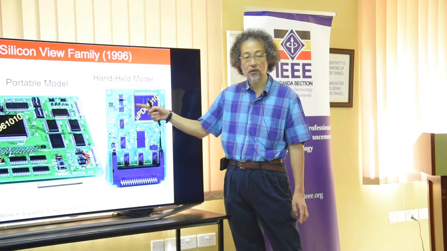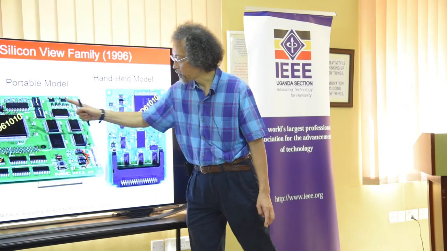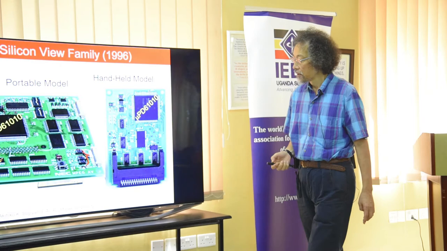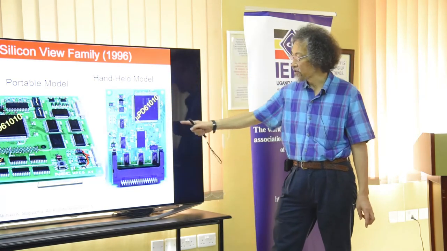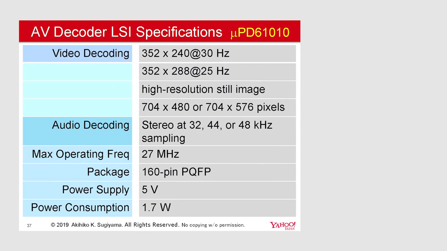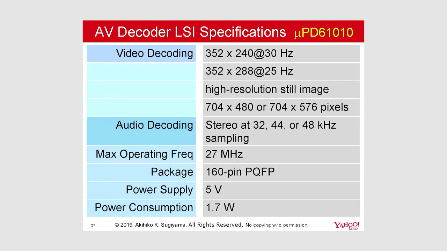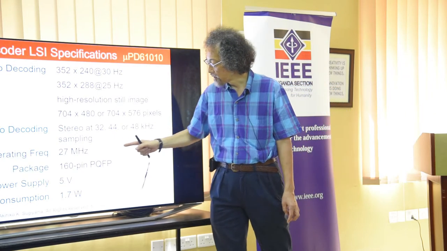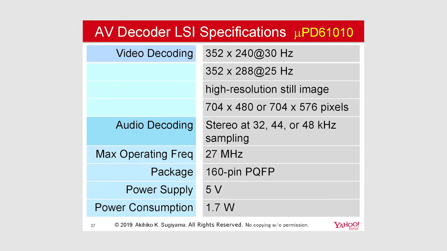Here is a dedicated video and audio decoding chip, MUPD61010. This is a portable model, and the same chip is located here. But you see, the print circuit boards look very simple. There are not many discrete components on it. Highly integrated system. Now, this is the specification of this AV decoding chip, MUPD61010. The video decoding was possible at 30 Hz. You can decode 352 pixel by 240 pixel. If you go to a lower rate, you can decode even finer video format. Audio decoding is the same as the previously introduced audio dedicated decoding chip. The maximum operating frequency of this AV decoding chip was 27 megahertz. The package was 160 pin, so it's slightly bigger than the audio chip.